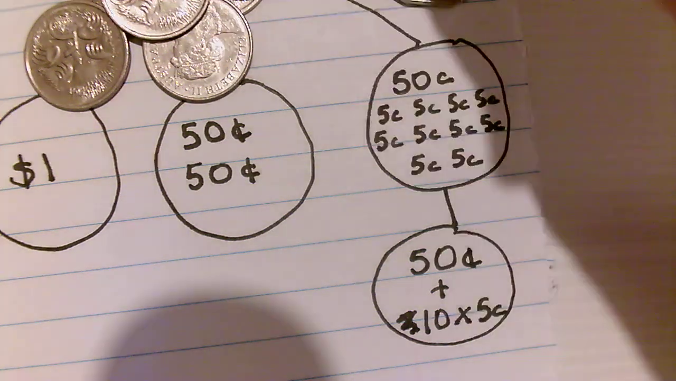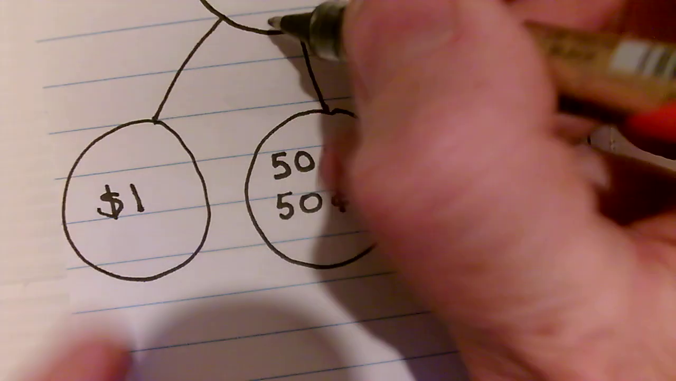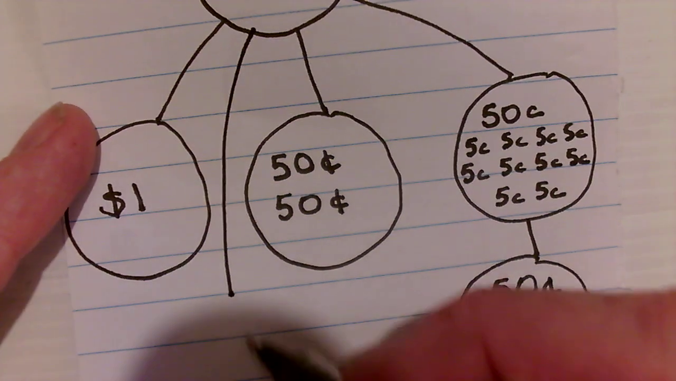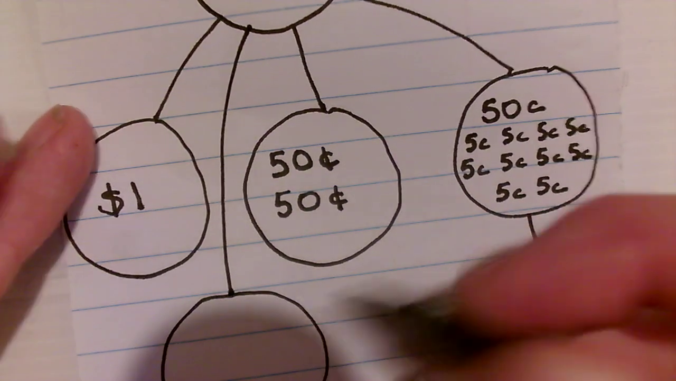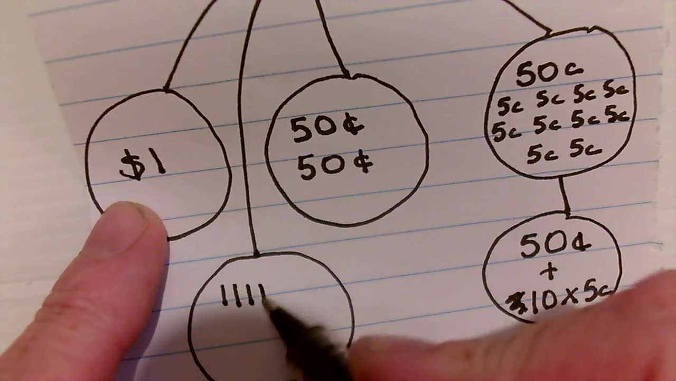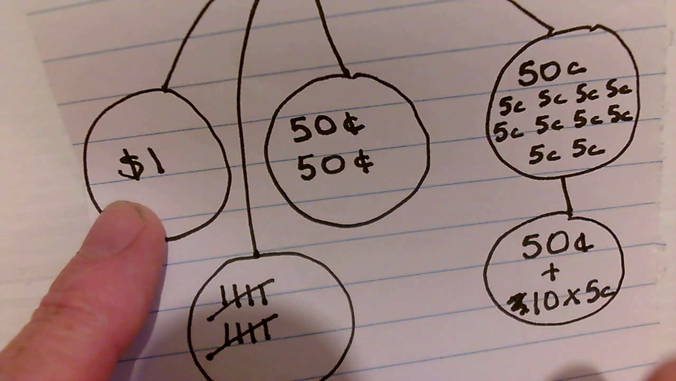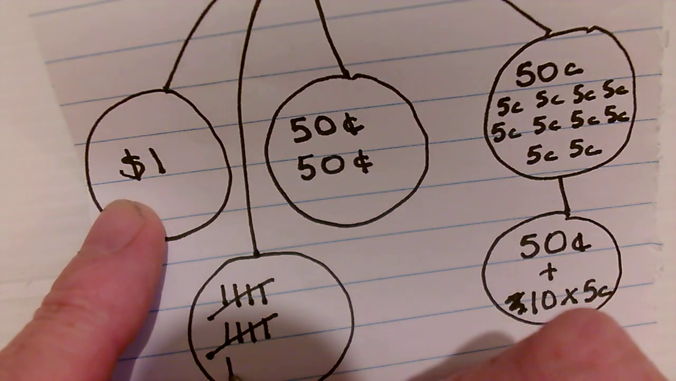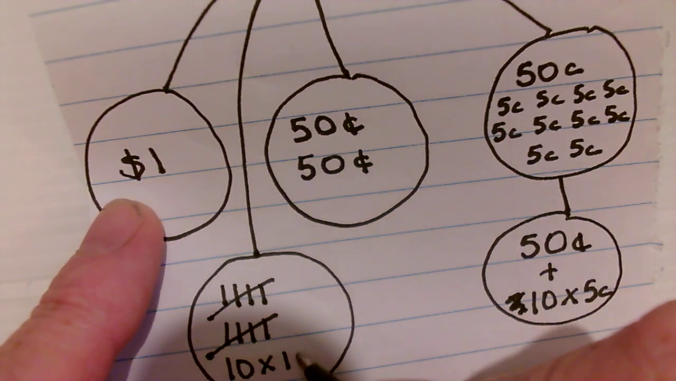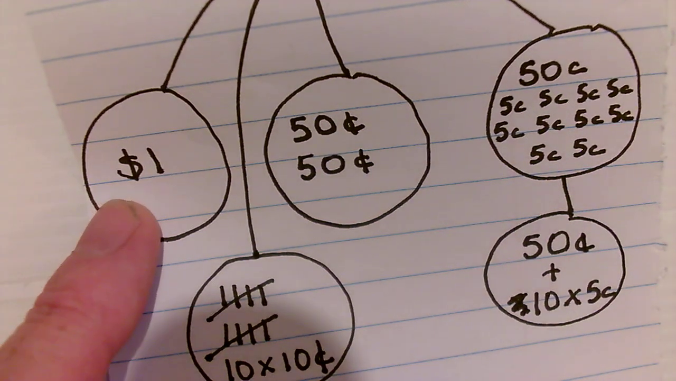All right, there are other ways to make $1. For example, we could have 10 ten-cent coins. So it would be 10, 20, 30, 40, 50, 60, 70, 80, 90, $1. So we could have 10 times 10 cents. But it's time for us to finish the video.